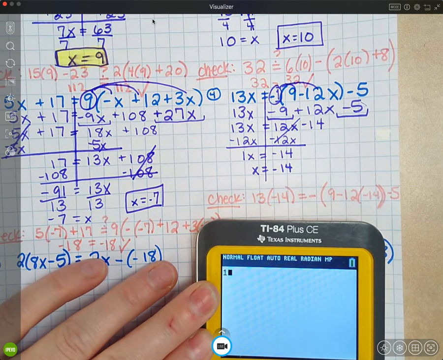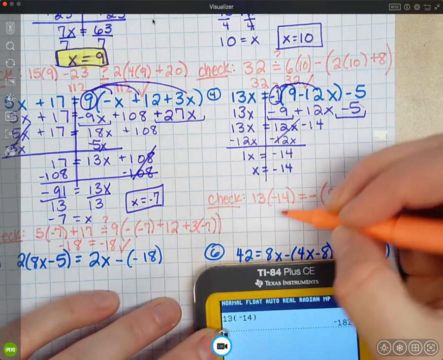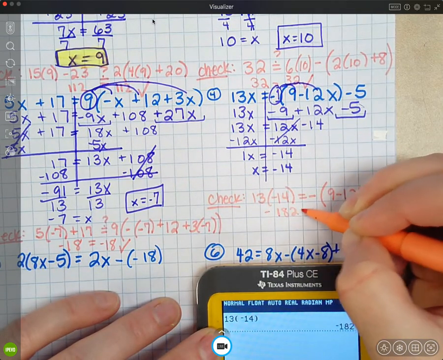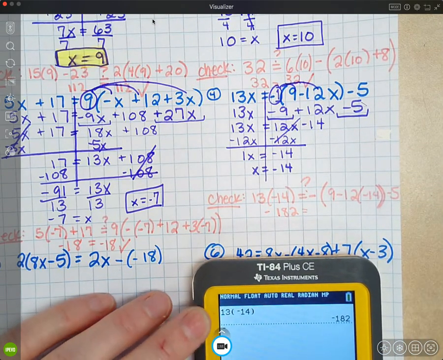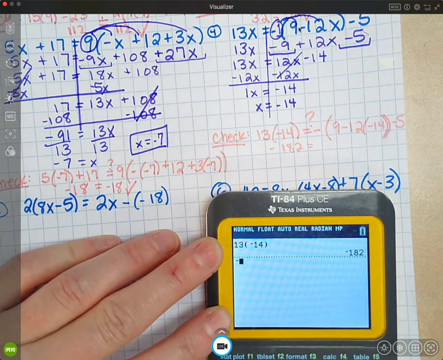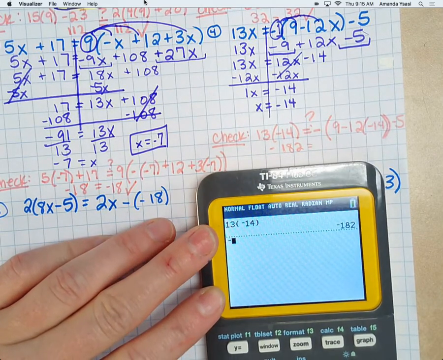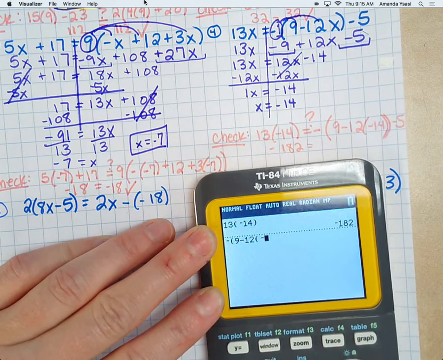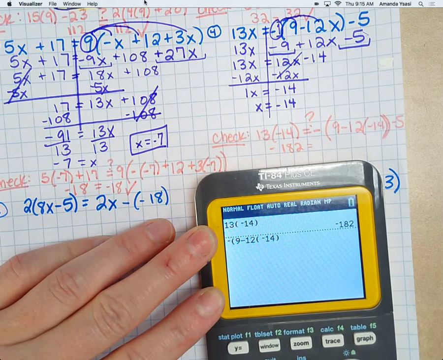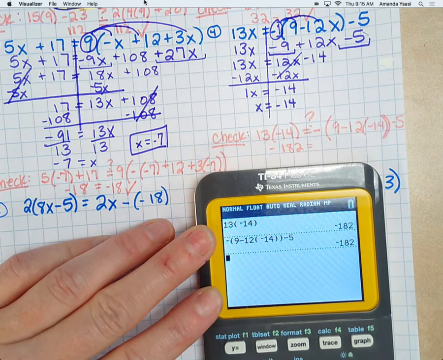So the left side is 13 times a negative 14. Negative 182. And then negative. You use the negative sign. Parentheses 9 minus 12 parentheses negative 14. Close parentheses. Close parentheses again, minus 5, negative 182.